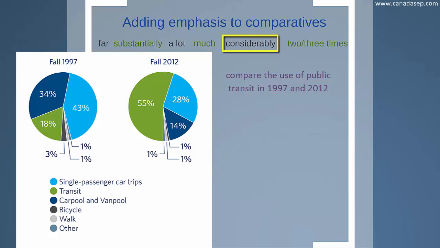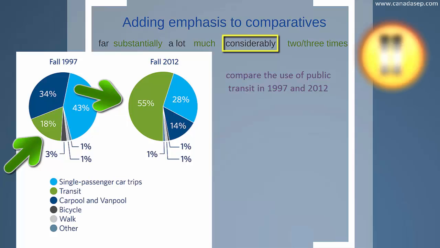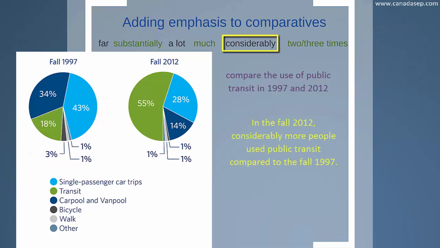Let's now compare the use of public transit in the 2 years. Pause it, please. In the fall of 2012, considerably more people used public transit compared to the fall of 1997.